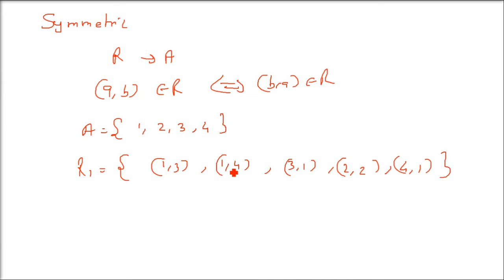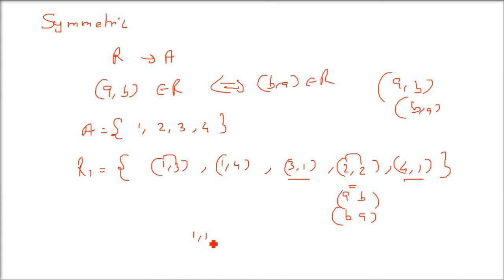Now you see here, you just have to see the first and second member, then the second and first member. That is, if A B belongs to R, B A should also belong to R. So 1 3 is there, 3 1 is also there. 1 4 is there, 4 1 is also there. 2 2 also falls in this category, because if you assume first 2 as A and second 2 as B, then B A is also there, since both are the same.